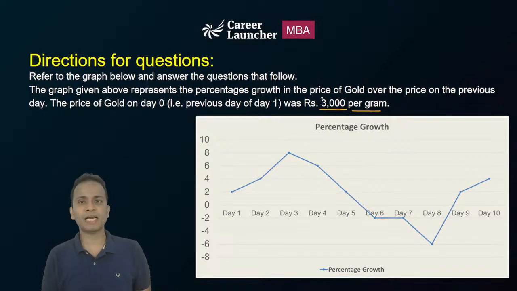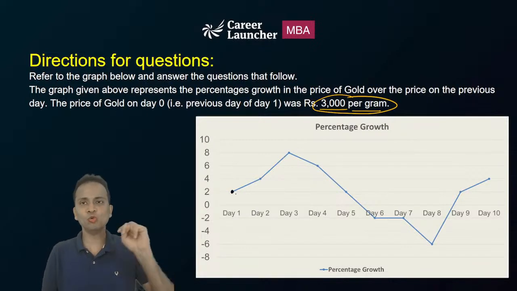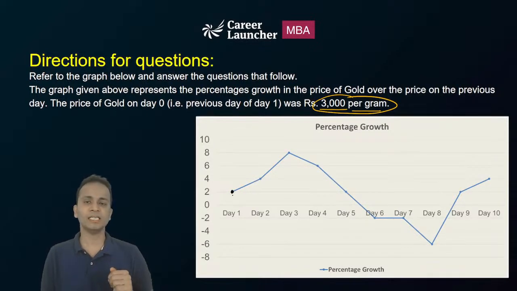Okay, so the price on day 0 is 3000 rupees per gram. If you look at the data, the percentage growth on day 1 is 2%. So I can say that as compared to day 0, the price will increase by 2%. 3000 is the price, 2% of 3000 is 60. So on day 1 the price will be 3060.